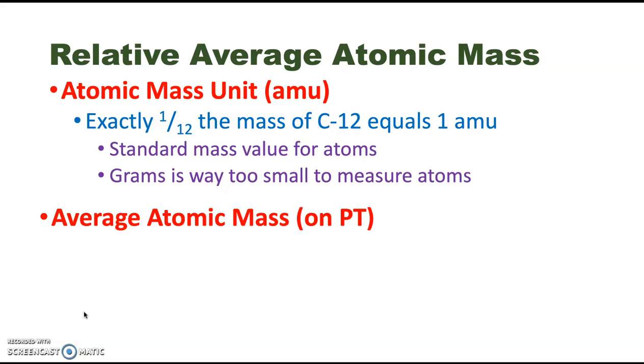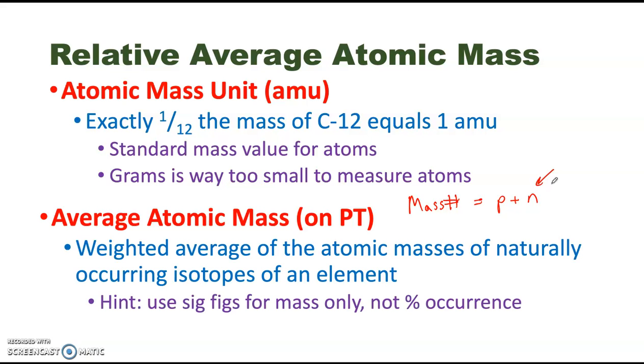Now the average atomic mass, this is the mass that's found on the periodic table. So far what you've been using is called mass number, so don't get them confused. The mass number is equal to the protons plus the neutrons. That's for an individual atom. Now the average atomic mass is the weighted average of the masses of naturally occurring isotopes. So again, when you're using the mass number, you're looking at a single atom, a single isotope.